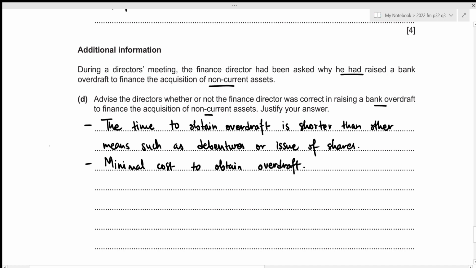Now let's talk about disadvantages of raising a bank overdraft. We are acquiring this bank overdraft in order to finance the acquisition of non-current assets, right? But this does not seem right, since the long-term assets should always be financed by long-term financing, but bank overdraft is a short-term financing. Let's write it down. Long-term assets should be financed by long-term financing.